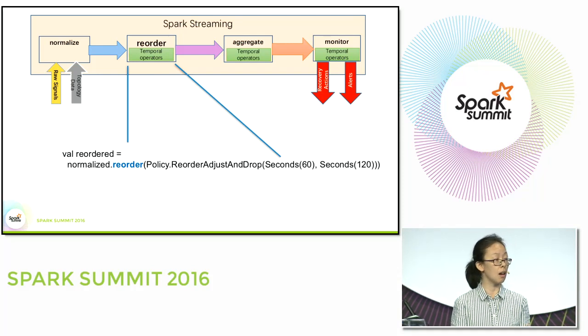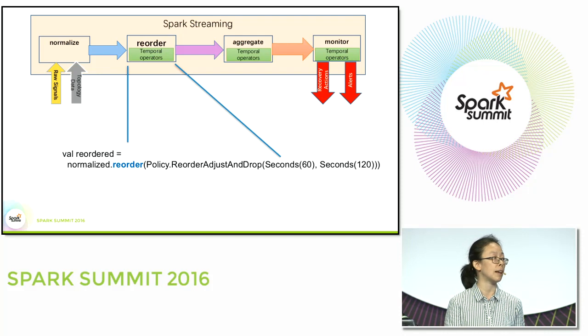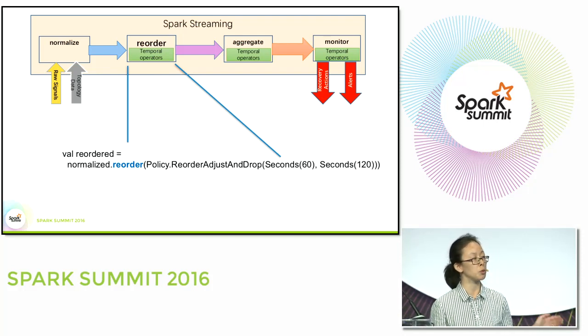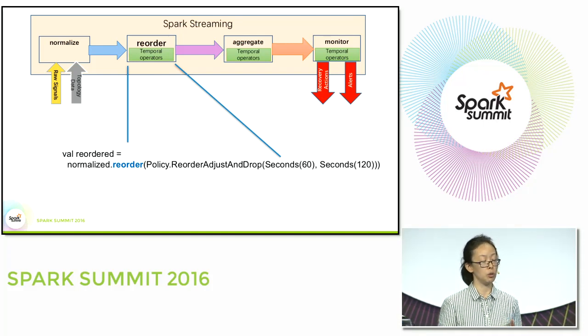So the setting of those two constant values has to be based on your application, because here we will buffer a certain amount of data in order to sort late tuples back in order. So you will have to trade off the amount of memory you would like to use for the reorder buffer versus the percentage of the data you are willing to drop.